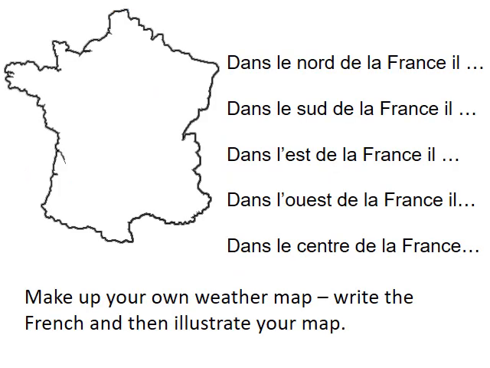What I'd like you to do, if you can, print off this map of France and make up your own weather map. Write the French and then illustrate your map. So you might say, dans le nord de la France, il fait froid et il neige. It's cold and snowy. Dans le sud de la France, il y a du soleil et il fait chaud.